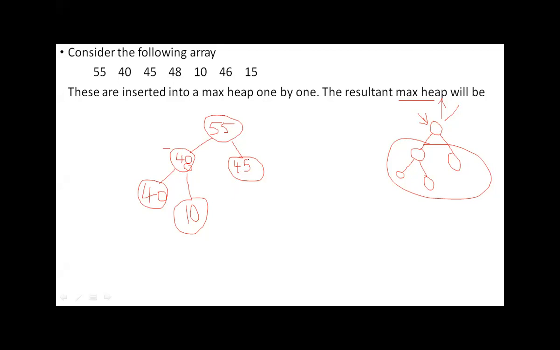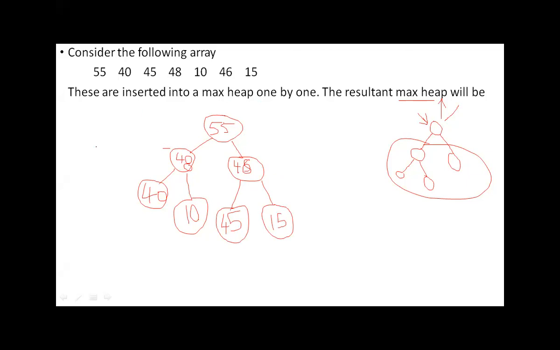That means 46 will come here. Then 45 will come as a left child of this one. Then next, 15 will be the right child of this 46. So 15 will come here. Now this is the max heap structure you will get.